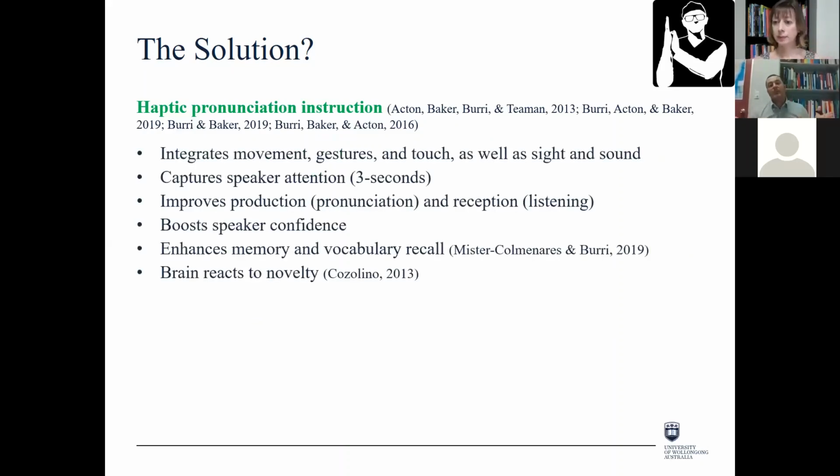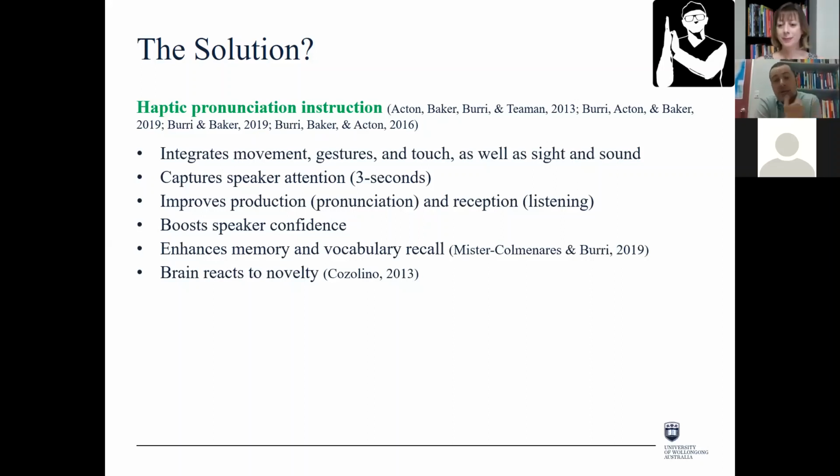Why is haptic instruction a potential solution? Well, it integrates gestures, movement, and touch, but it also uses sight and sound. Smell, we haven't figured out yet. It captures the speaker's attention for about 3 seconds. So that's a very short window: you've got the learners, and if you miss that, the teachable moment is lost.